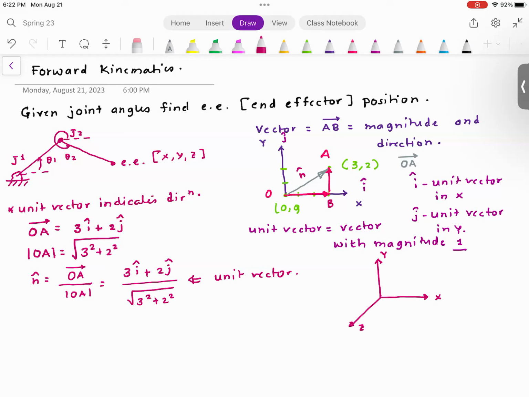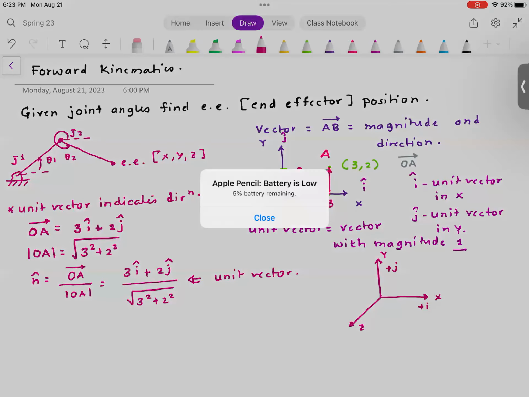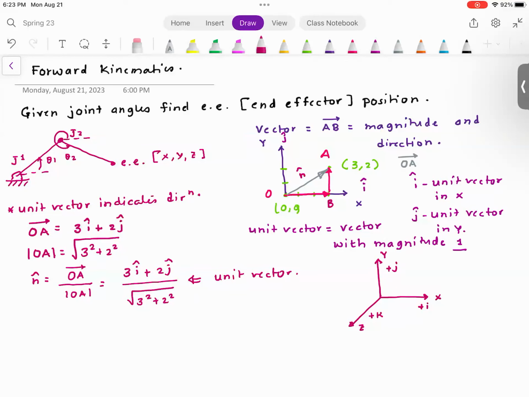So this is positive i, positive j, positive k. So you have i, j, and k. Now what we want to do is look at the rotation. The positive rotation is: look at your right hand, curl your fingers in the direction of rotation. If your thumb is pointing towards the positive axis, then that rotation is positive.